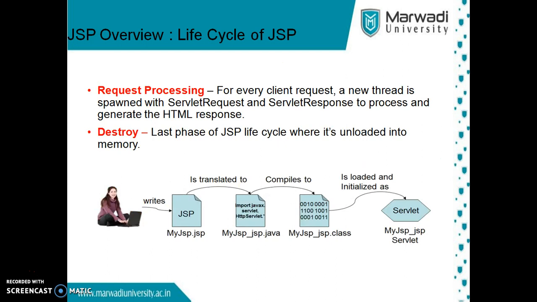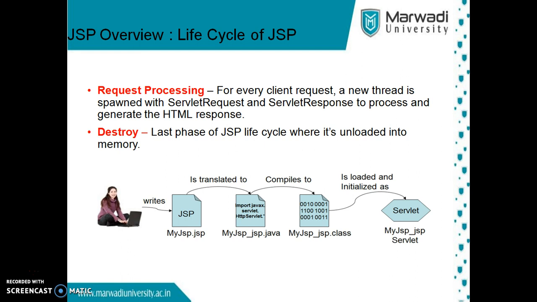The next one is called request processing. For every client request, a new thread is spawned with servlet request and servlet response to process and generate the HTML response. And the last would be the destroy phase, the last phase of the JSP lifecycle, where it's unloaded from the memory. So likewise, we have a whole cycle.